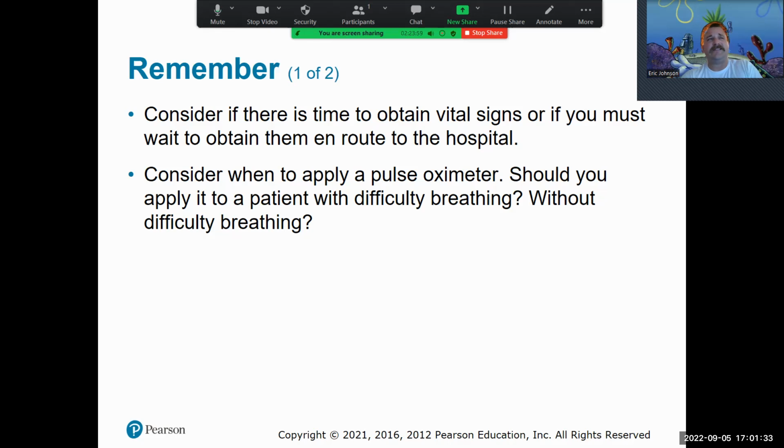Also, if we have a patient that does not have difficulty breathing, some of our agencies say, hey, every patient needs to have an SpO2 measured. Great. Do that, but don't base your treatment solely off of that. Base it off of that and other information, observed or auscultated and otherwise.